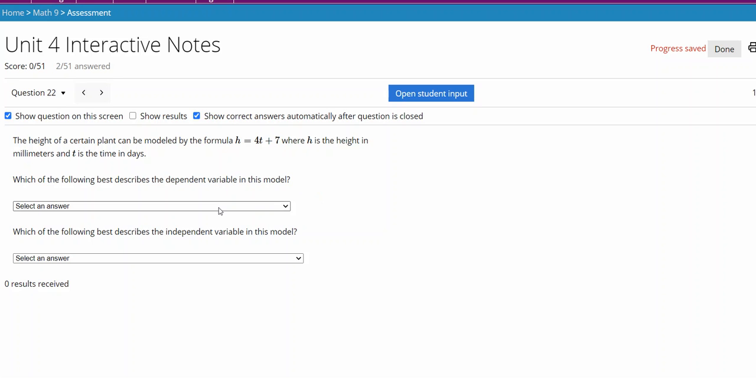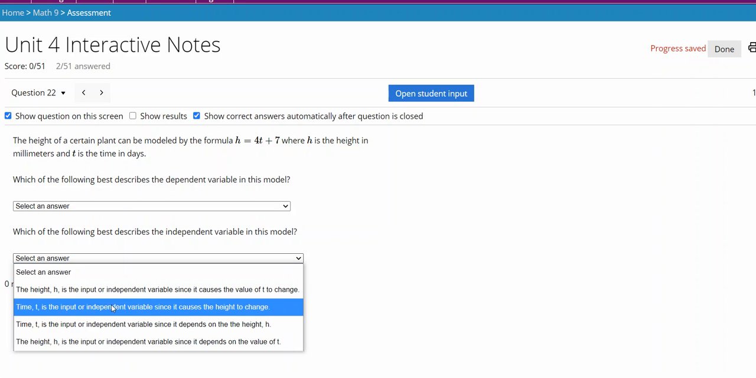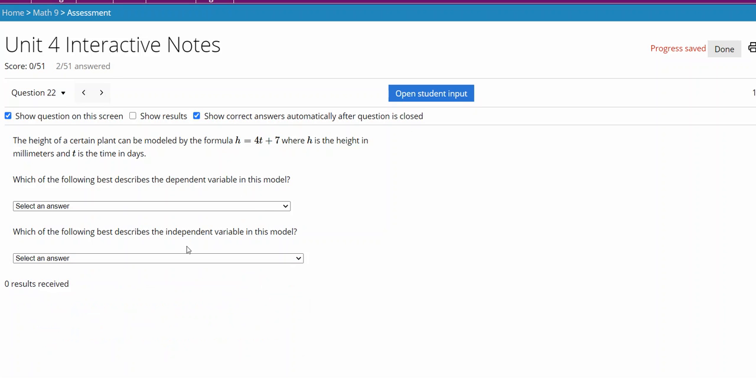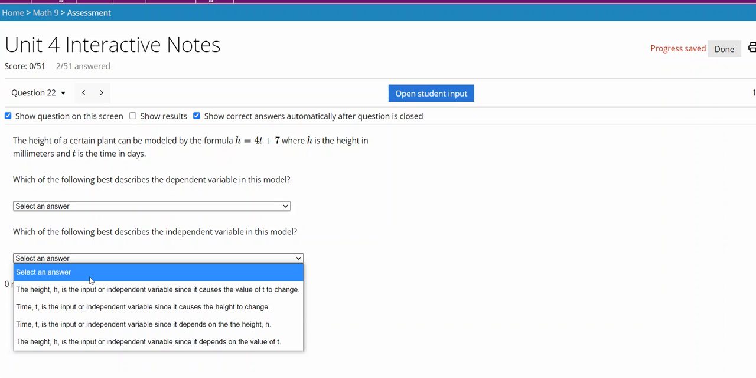You know what? The second question says, which of the following best describes the independent variable? I almost find it a little bit easier to do this one first, because the independent variable is the one that doesn't depend on anything. It's the one that just keeps happening no matter what. So in that case, what would our independent variable be? That's going to be our t, right? As we put things in for the time, then our h comes out. So the independent is going to be time t.